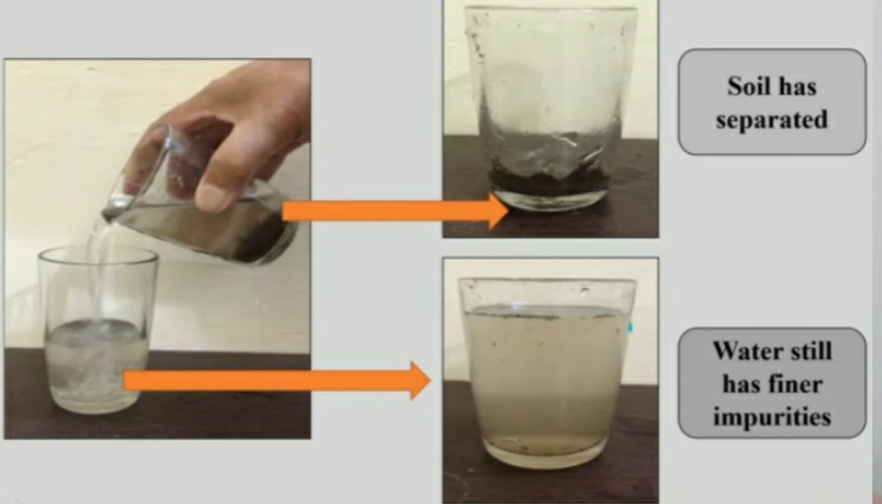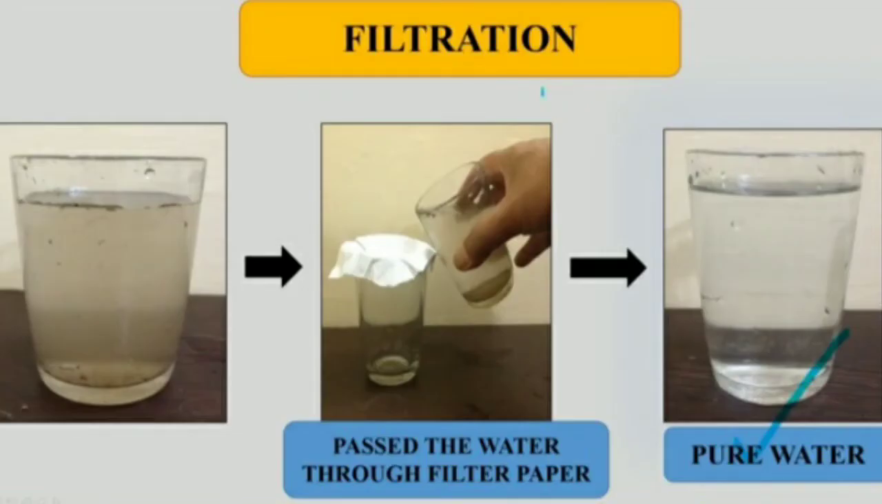But still here you can see some fine impurities or fine particles in this water, right? Yes, we need to separate these particles also. So for that process, we will use a medium, or filter paper. Such a process is called filtration. So what is meant by filtration? Filtration is a method for separating an insoluble solid from a liquid by passing it through a medium, that is, filter paper or any other medium. That process is called filtration.